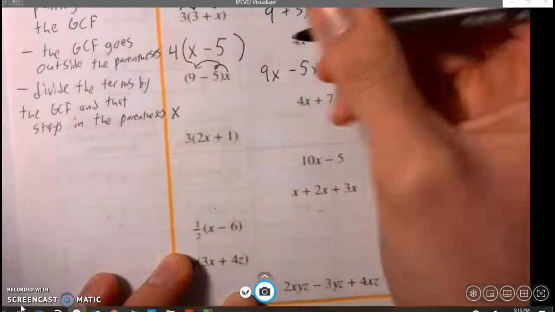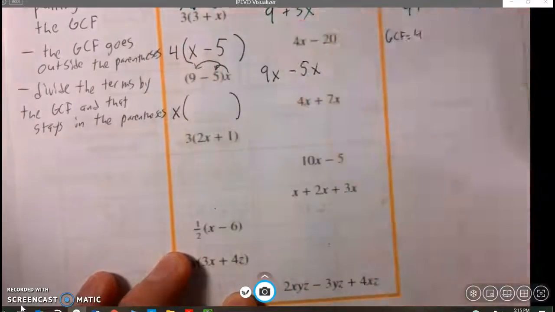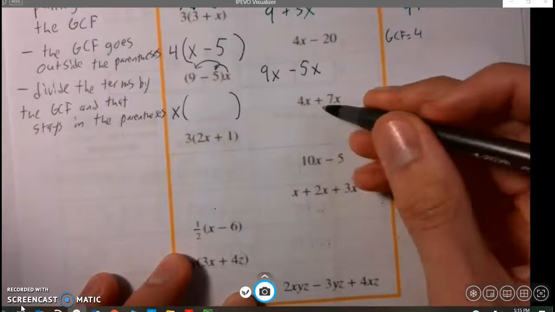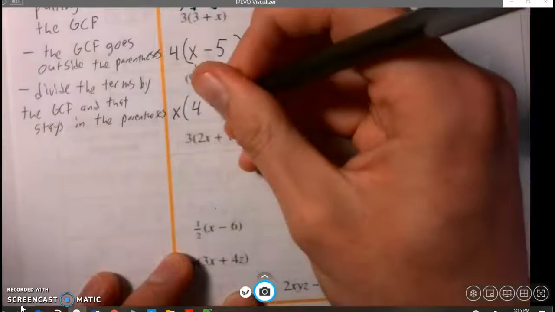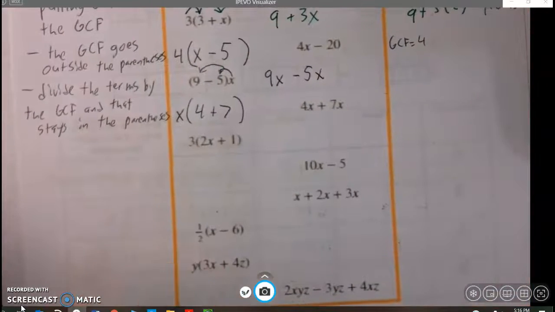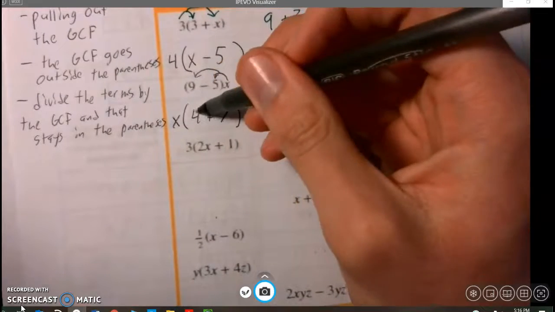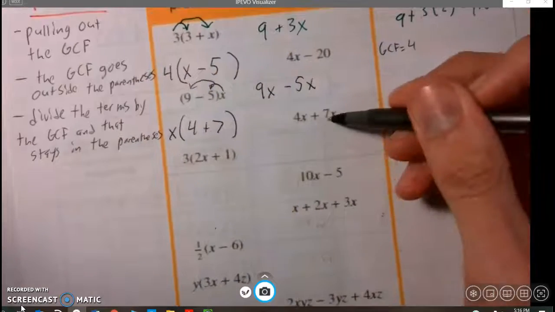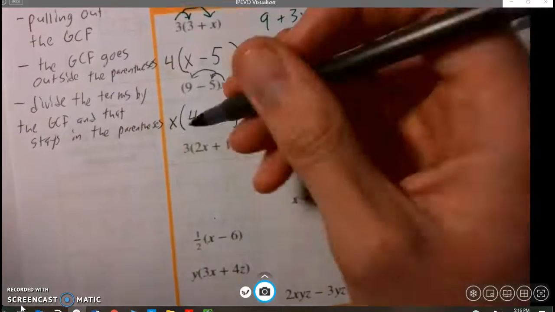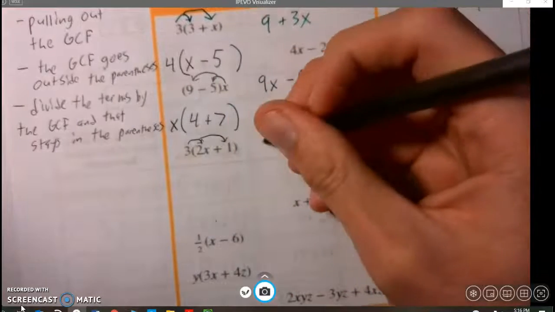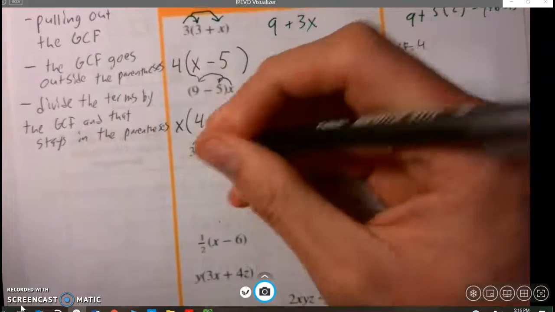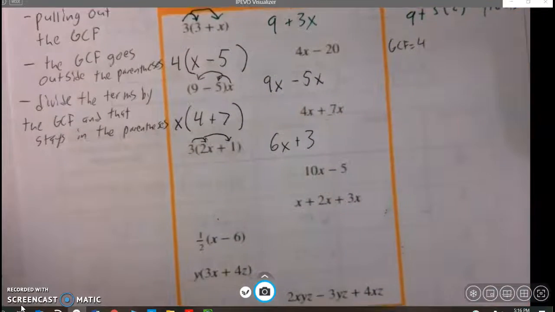So the GCF goes outside the parentheses, and if I divided these both by x, or took the x away from them, then I would have 4, and I would have 7. Alright, and once again, if I did the distributive property and multiplied back out, I would get back to this problem. Here, 3 multiplies by both. 3 times 2x is 6x, plus 3 times 1 is 3.